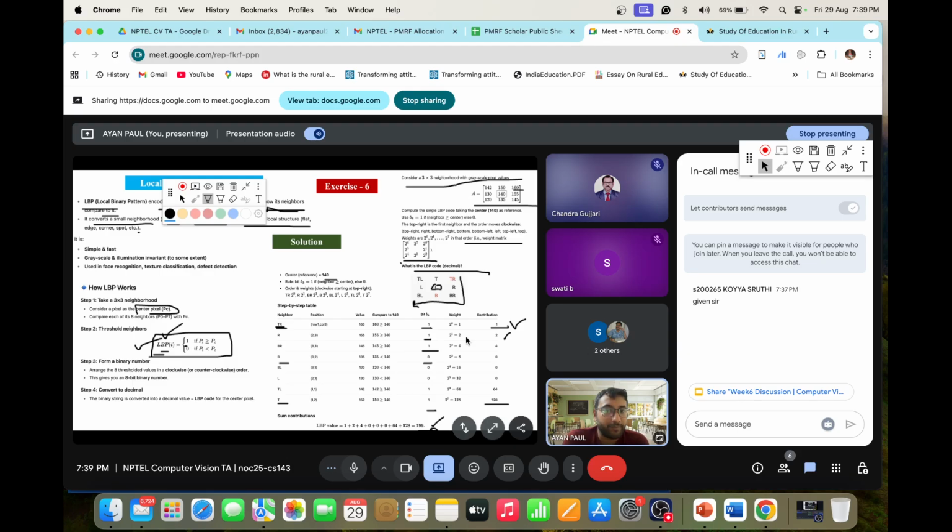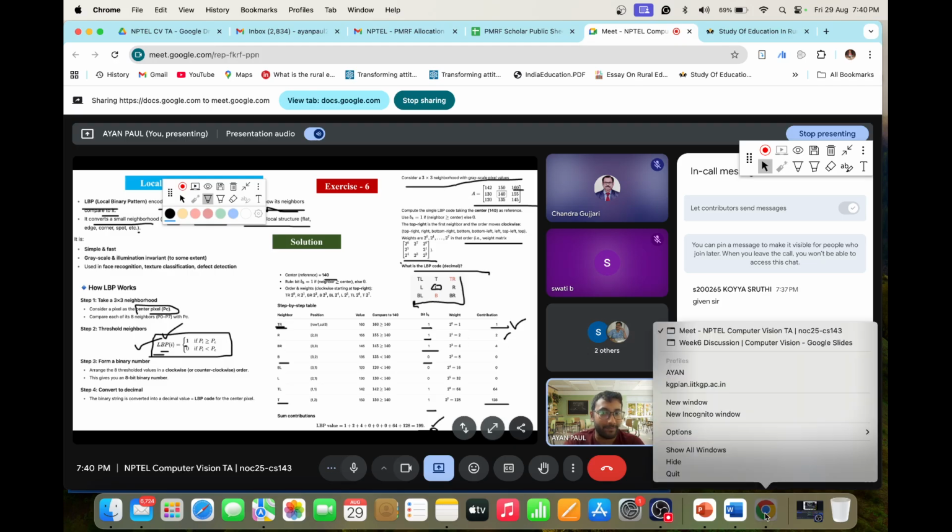Clear to all of you? Clear, right? So you can solve the assignment question, right? Similar question, if it is given in the assignment, you can solve it, right? Okay, I hope you can solve it. So let's move.